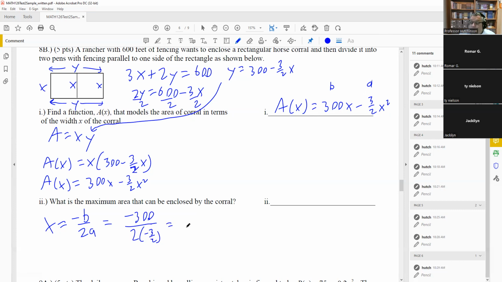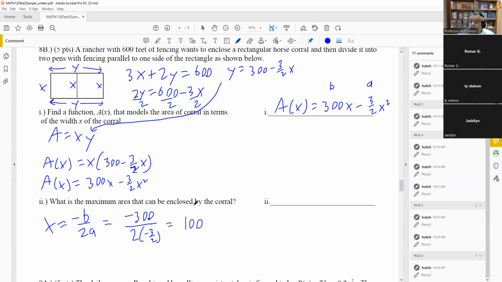So if we put that in, the negatives are going to cancel out, the 2's are going to cancel out, and you're just going to get 100 in here because you just get 300 over 3, which is 100. But that's not the answer to the whole problem, though. This is the most common mistake I see students making on this kind of problem, is putting 100 for the answer. What you found is the x value that gives you the maximum area, but this 100 itself is not the maximum area.